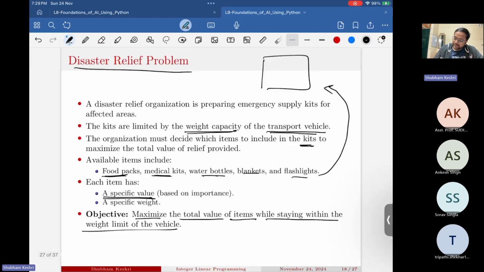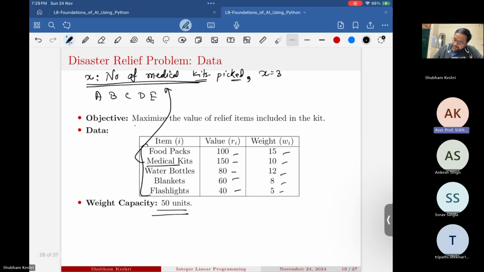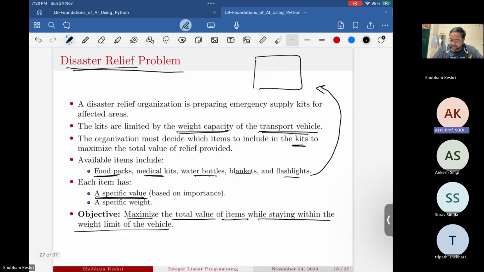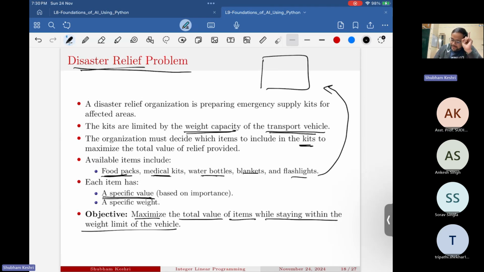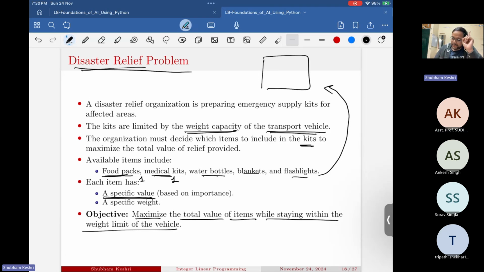So for the knapsack problem we have 1 unit of each. So over here we have 1 unit of each, right? Now what do we mean by 1 unit? We are not considering, say, X number of food packs, Y number of. When we are talking about the knapsack problem, each item has only 1 unit. So over here medical pack has 1 unit, medical kit has 1 unit, water bottle has 1 unit, blanket is 1 unit, and flashlight is 1 unit.